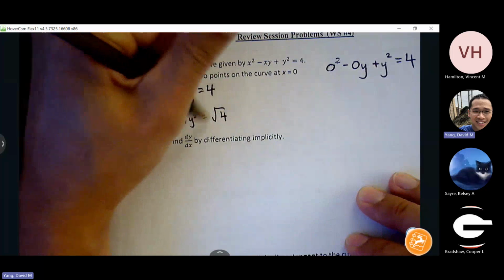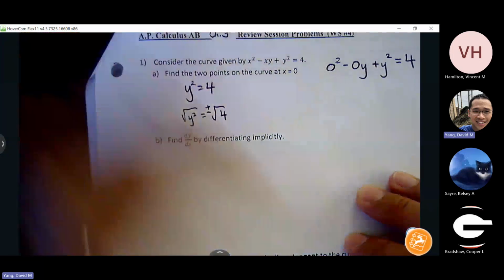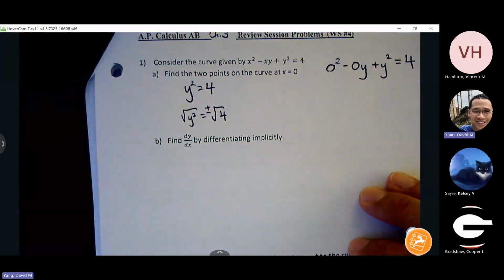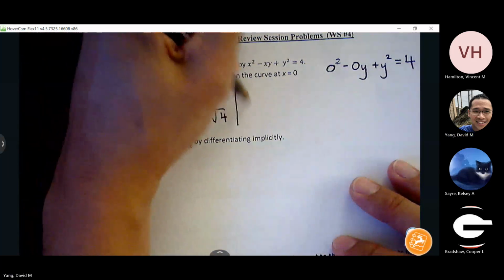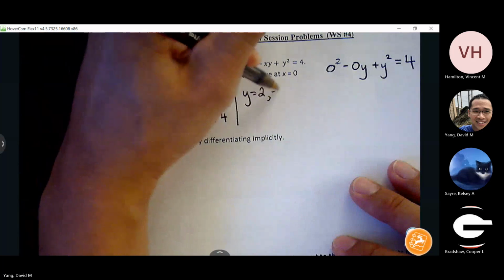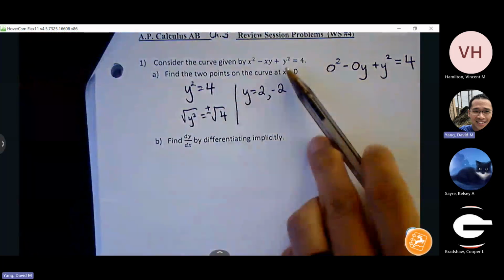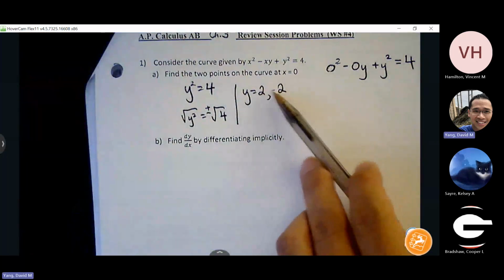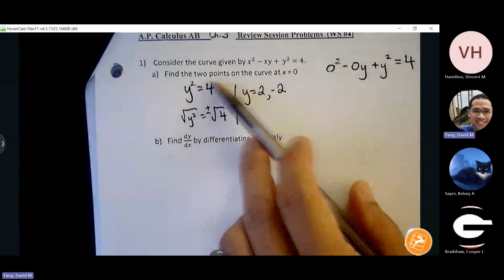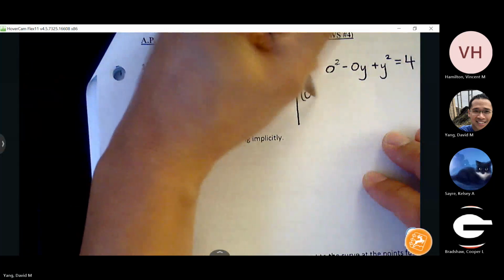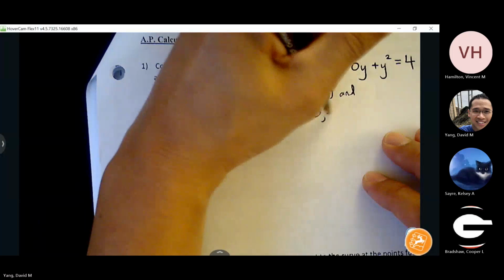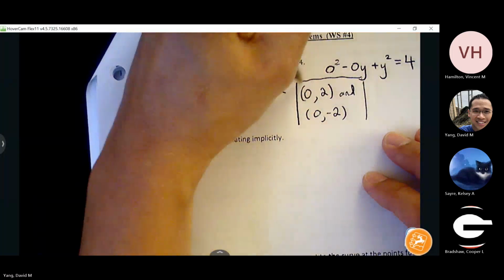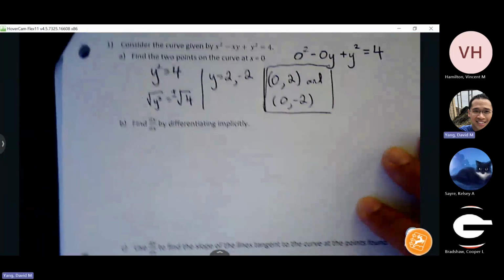Now, when you take the square root of both sides of an equation, a plus or minus will pop up. And plus or minus root 4 is just plus or minus 2. So that means when x equals 0, we have 2 different y values that pop up. So here we have our 2 points. Okay, any questions here?